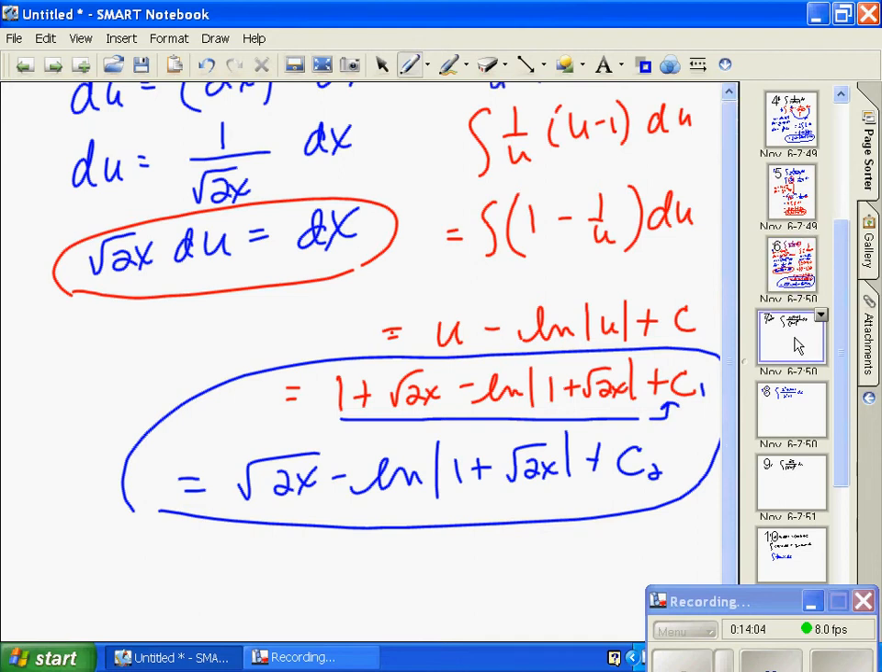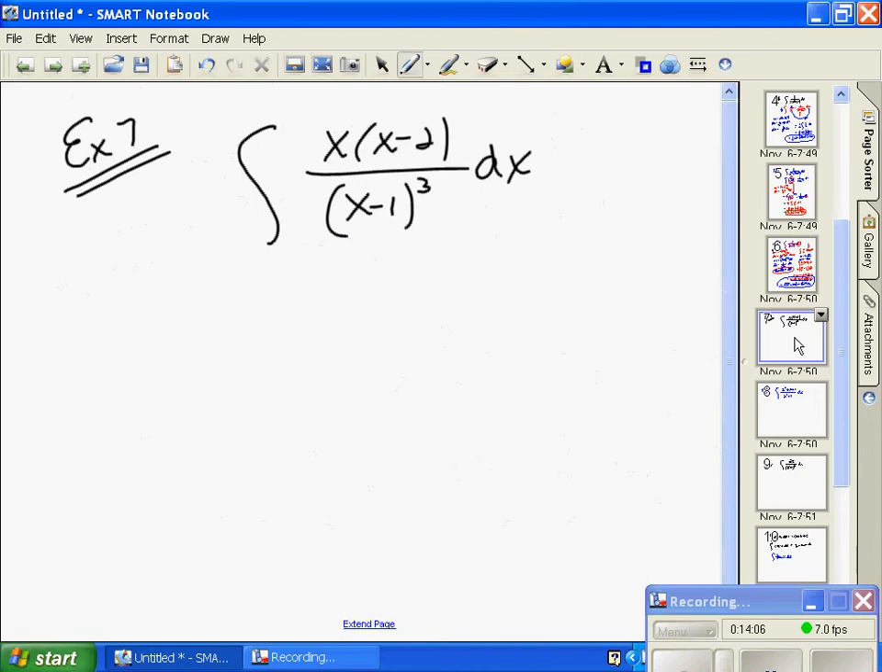Okay, so there we go. That was kind of a tricky problem. Let's do another tricky one right here. Example 7. Wow, are we getting through these problems? This is a long lesson. Okay, example 7. Make sure I've got it written right. The integral of x times x minus 2 over x minus 1 cubed.